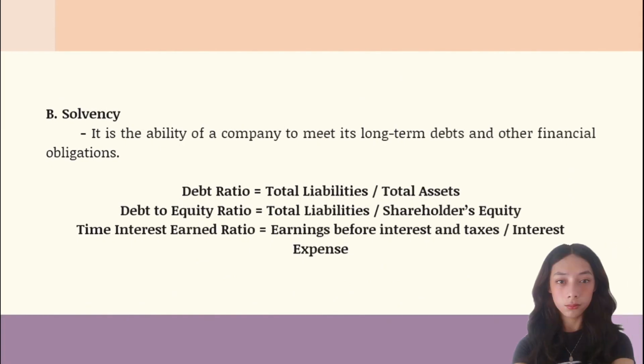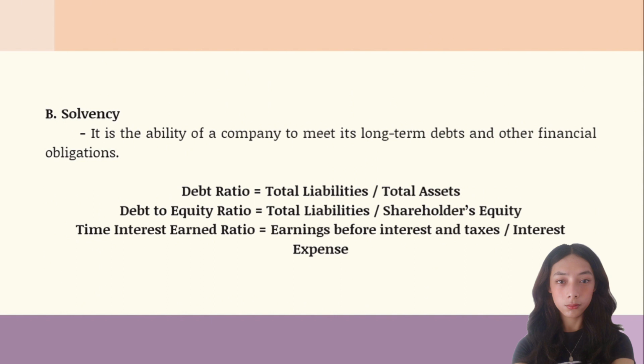Solvency. Solvency is the ability of a company to meet its long-term debts and other financial obligations. Solvency ratios determine whether an entity has more ownership rather than debts. So solvency means whether a company can pay its big bills and debts over a long time. Solvency ratios check if the company has more things it owns, like money or assets, than what it owes, like debts. It's like checking if the company is in good financial shape for the long haul.